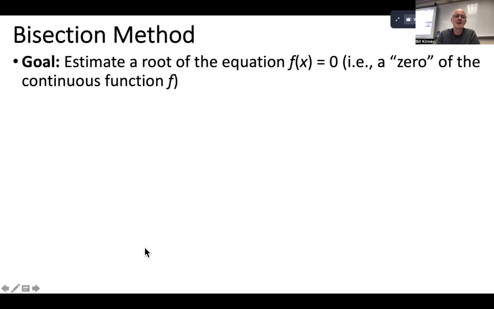What is the bisection method? It's a method for estimating roots. Estimate a root of an equation f of x equals 0, where f is some function, some continuous function, ideally. Roots are also called zeros. I think it's weird to call them zeros, but that's something that people do, because zeros doesn't mean x equals 0. It just means it makes the function equal to 0.